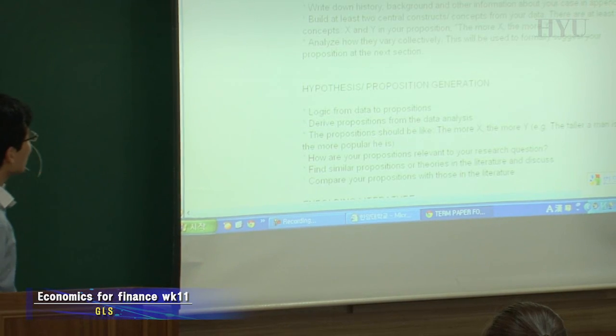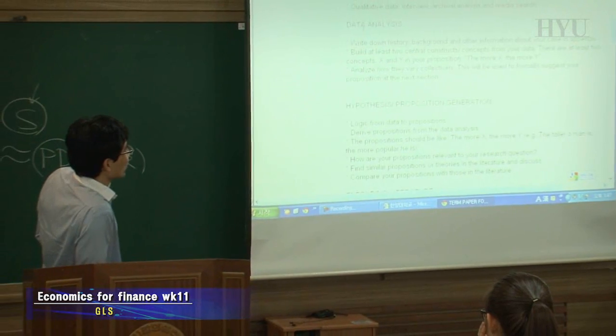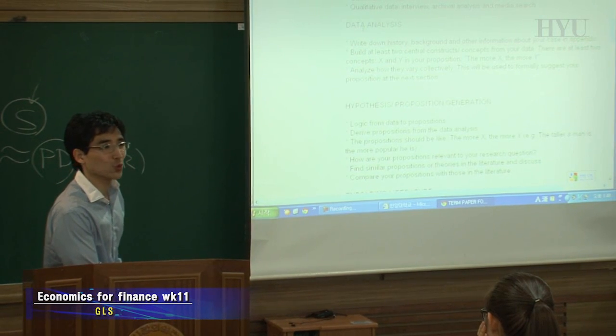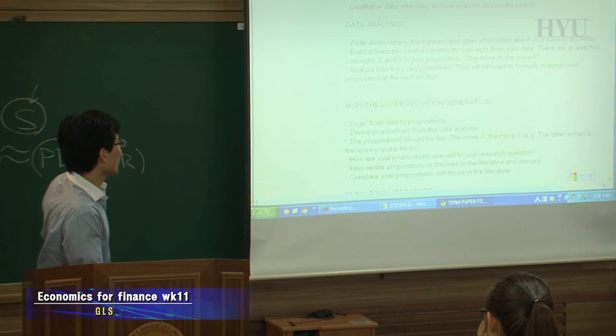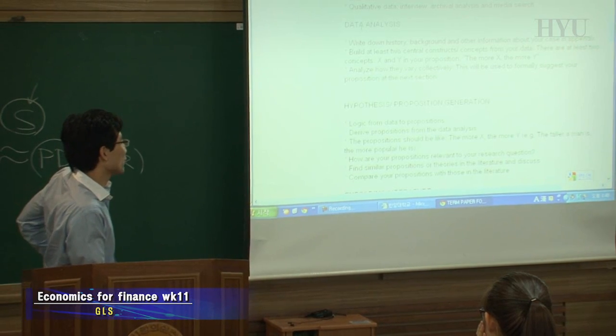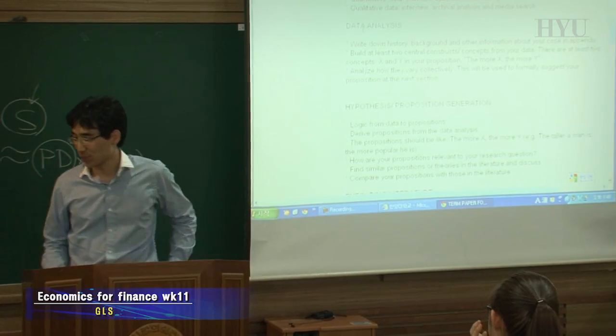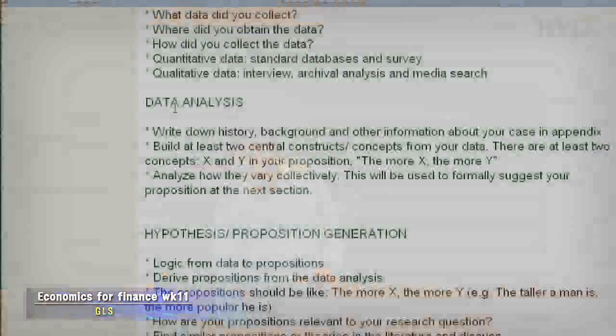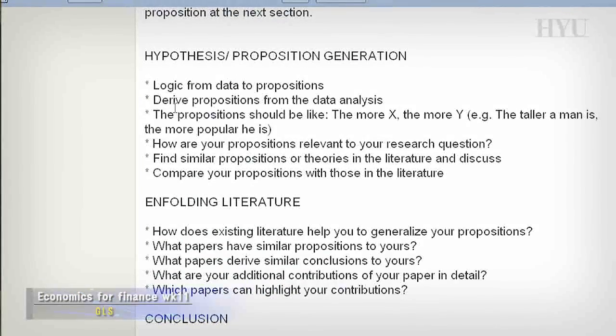And then you have to find similar propositions or theories in the literature, and you can discuss them. There must be someone out there who says something similar to yours, and then you can compare your propositions with those in the literature. So from data analysis, you generalize and develop a proposition, and that becomes basically your investment idea. Once you develop a proposition, you have to relate it back to the literature. Now you have something new, you have your own thought, and it is time to compare your thought with the literature.